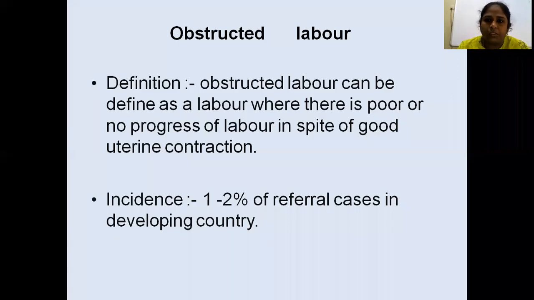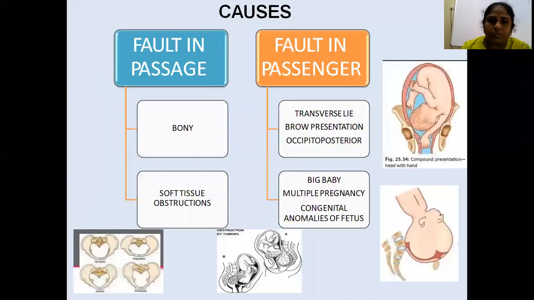Coming to the definition, obstructed labor is a labor where there is poor or no progress of labor in spite of good uterine contractions. It means the progress has almost stopped. There is cessation of progress of labor. The incidence is 1 to 2% of cases.